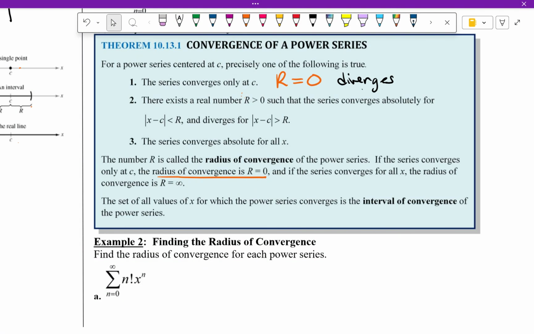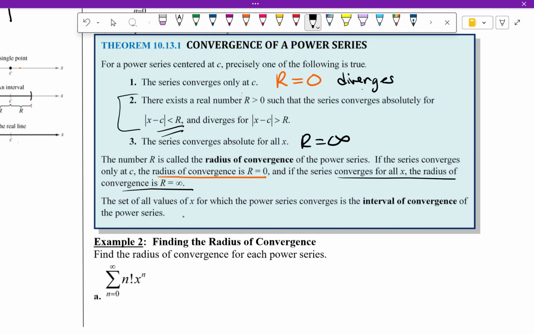In the next scenario, it has an interval where it converges. So this is talking about convergence on an interval here in number 2. This is the scenario we end up with most, the one in the middle. It says that it converges absolutely when it's less than the radius, and it diverges when it is greater than the radius. If the series converges absolutely for all x, so it just converges for all x, then that means our radius is equal to infinity. It told us that here too: series converges for all x, the radius is equal to infinity.